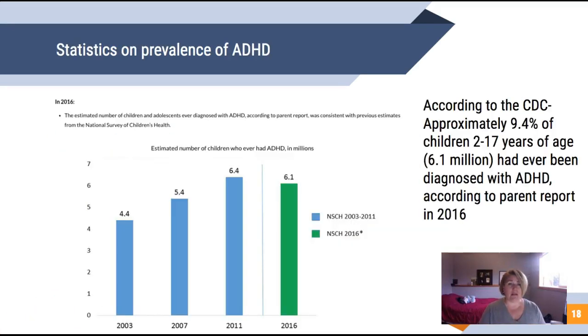Here's some prevalence statistics on ADHD. Again, you can see the rise. It's starting to level out just a little bit here. But basically, it's fairly consistent. Approximately 9.4% of children between the ages of 2 and 17 have ever been diagnosed, according to Parent Report. So it is not uncommon.